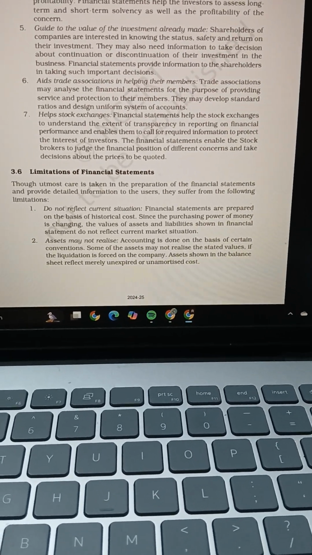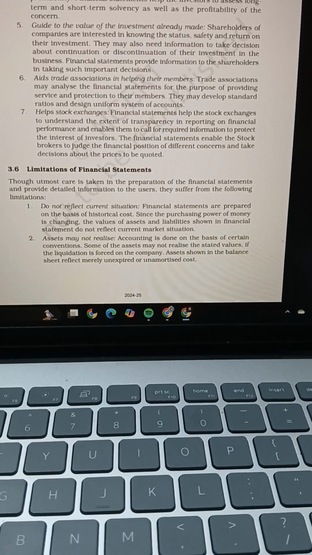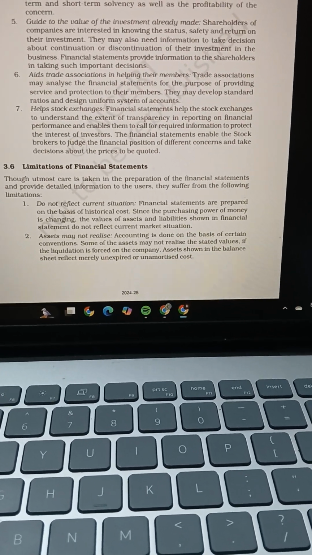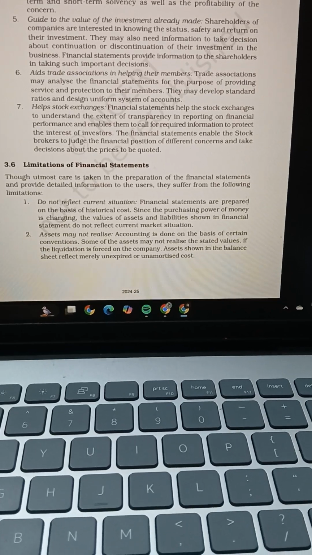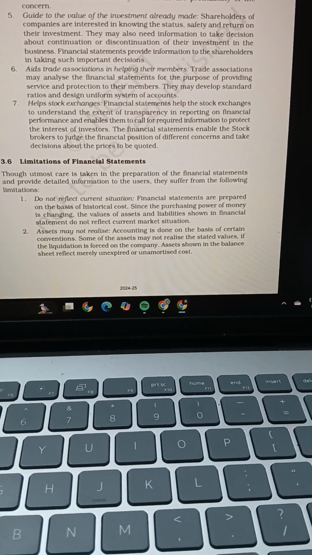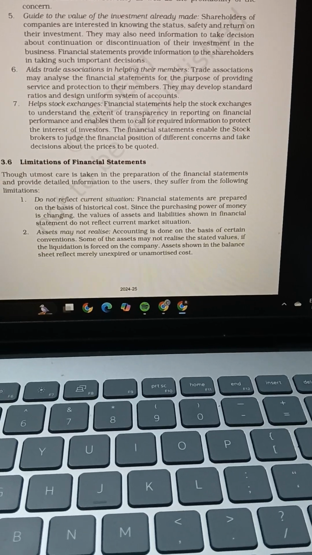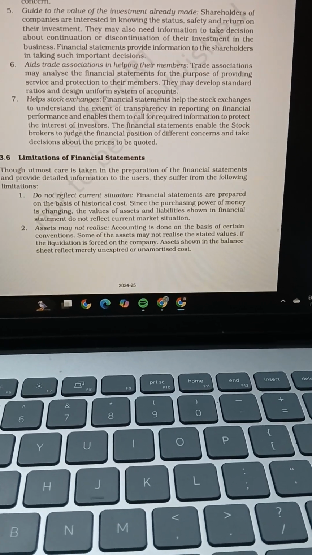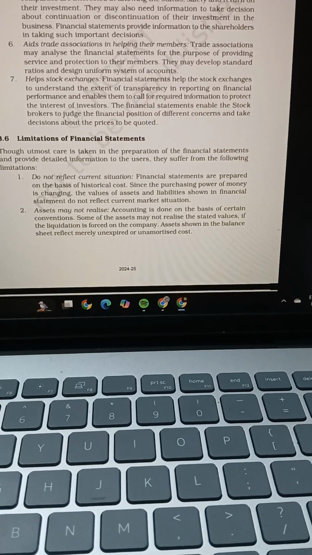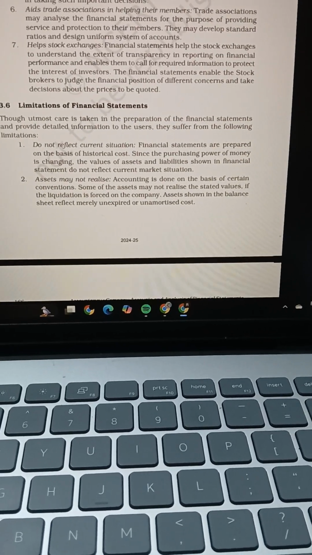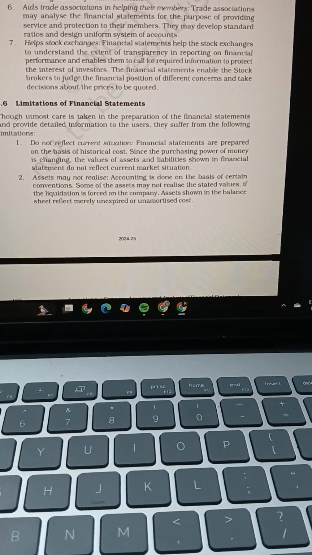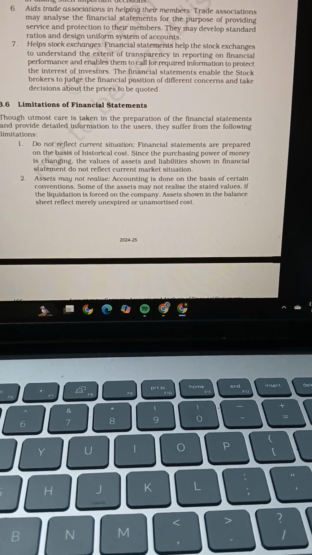The sixth one is aid to the trade associations in helping the members. Trade associations may see the financial statements for the purpose of providing service and protection to the members. They may develop standard ratios and design uniform systems of accounts. The seventh and last use is that it helps the stock exchanges.